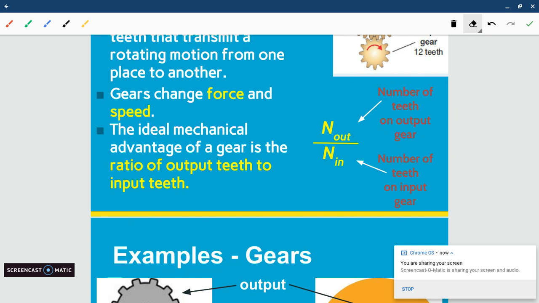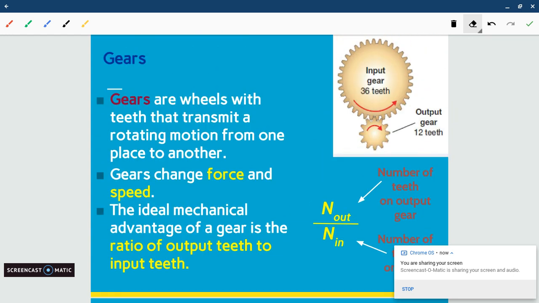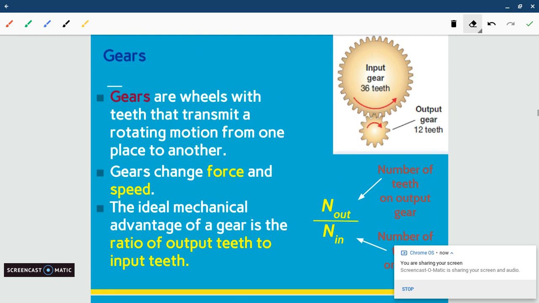The ideal mechanical advantage of a gear is the number of teeth on the output divided by the number of teeth on the input. What's a tooth? It's these little notchy things. So these little notches, every single one of those is considered a tooth. And so for this one, you're going to be doing some counting, so be careful, but you're just going to be counting teeth and dividing.